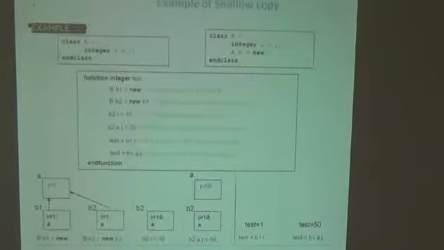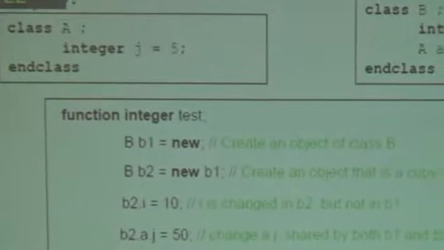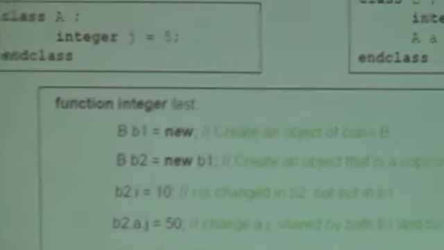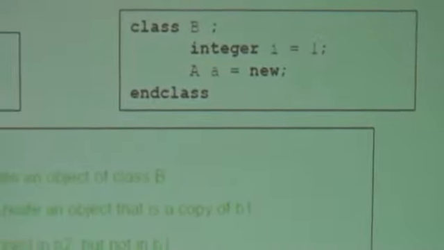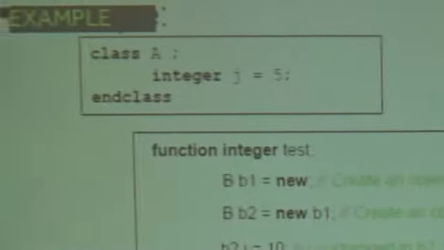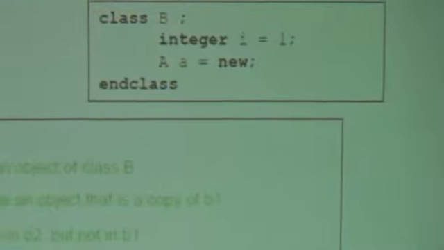In this shallow copy, we have a class A consisting of the property integer j equal to 5, followed by class B consisting of integer i equal to 1 and a equal to new. Here A represents the name of my class. That means in class B I am instantiating my class A and creating a variable for it, a small a, and I have created an object for it. In this manner class A is inserted inside class B. Let's check what is happening here.